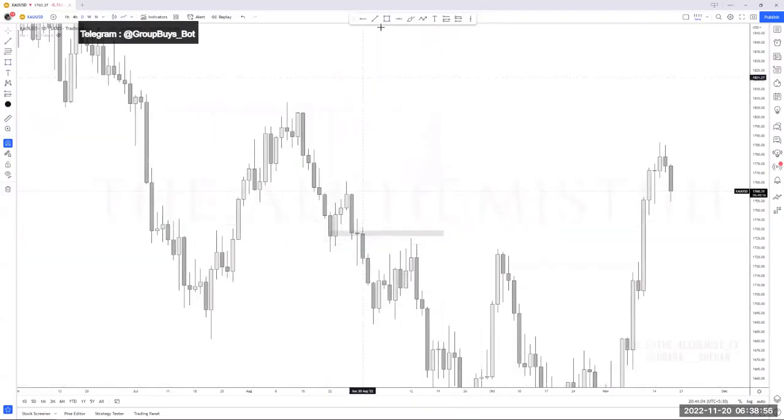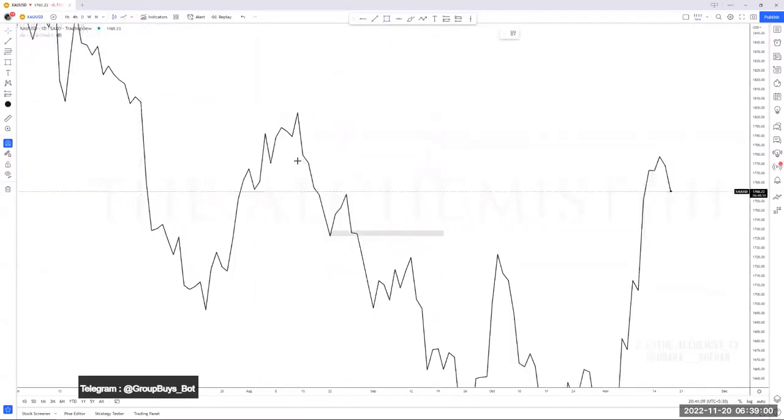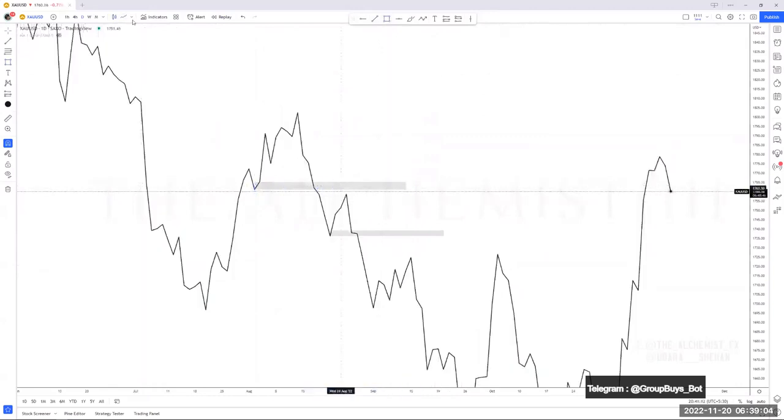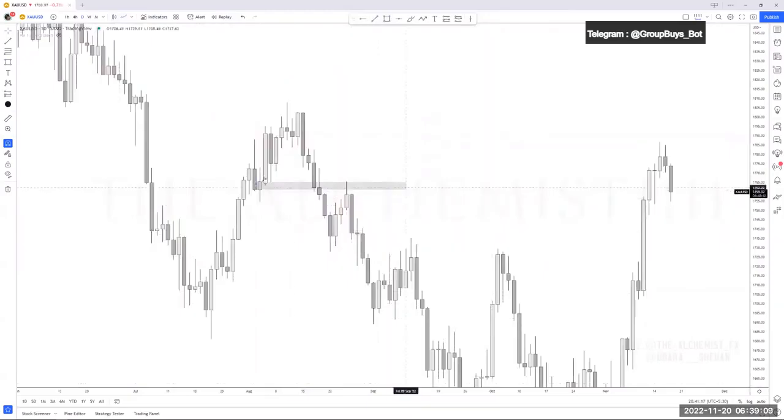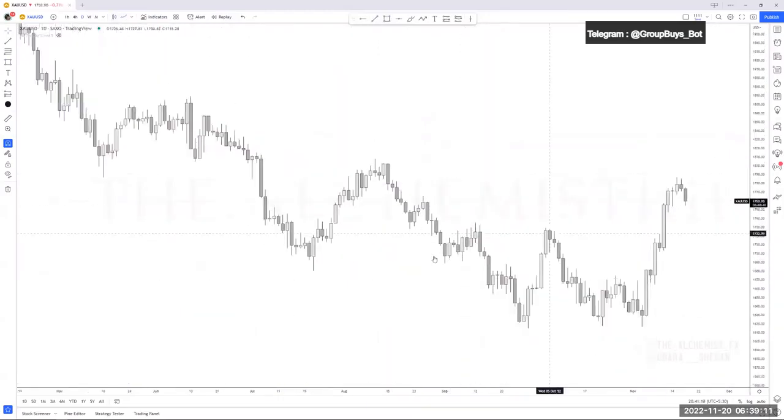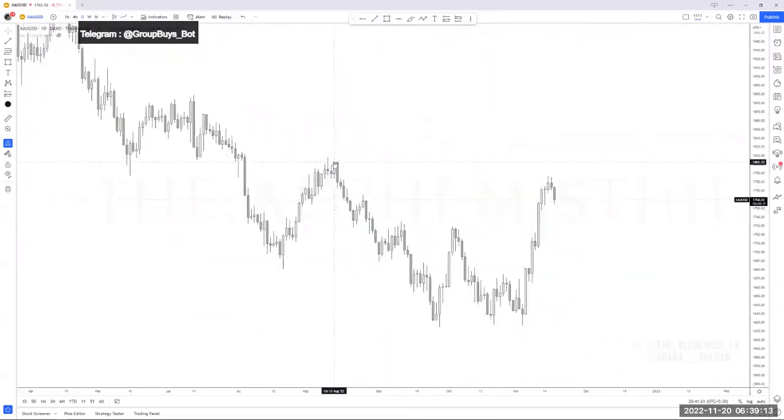Okay, so let's see some more. For example, here we go. In here, what is this? A support, right? Now it is broken, then it turns into a resistance. So what happens? It taps, then it starts to drop. So these are the examples of the key levels that we use. These are the most common ones.